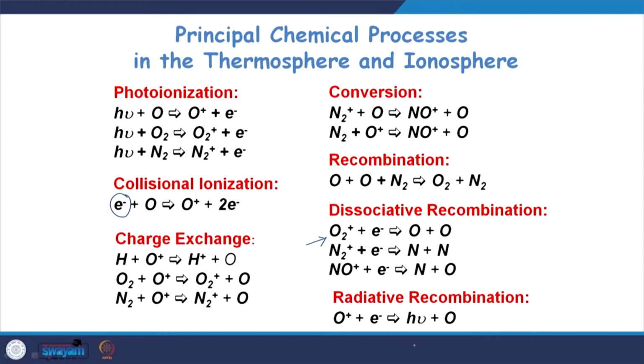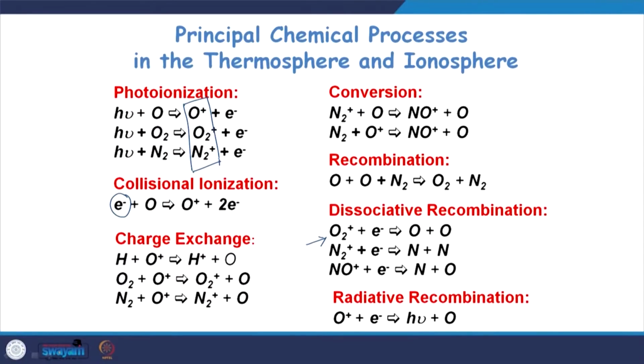So for example, we have already seen these are the major chemical ion species that you see in the ionosphere: O plus, O2 plus, and N2 plus. How do they form? One very important thing is that the energy of these photons is not the same. The energy that is required to ionize oxygen, molecular oxygen, and nitrogen will be different.